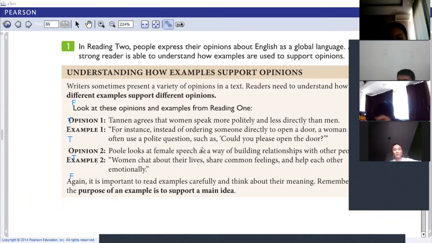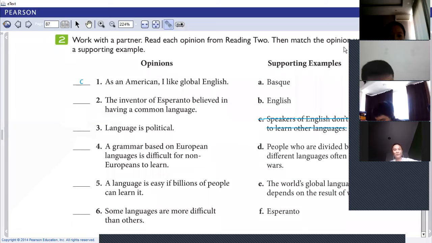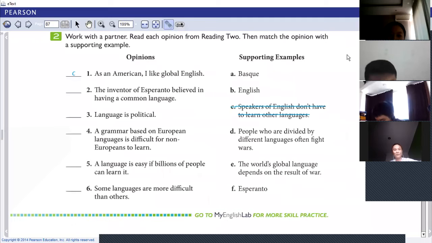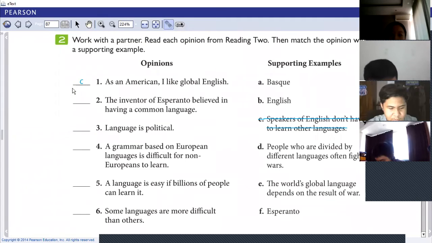Reading skills, understanding how examples support opinions. So as I said, point, the explanation, and an example, yeah? Evidence, which can be an example, which can be a quote, which can be a whole lot of things, yeah? So that goes back to our PMPL. Okay, now here we're looking at an opinion that goes with a supporting example, points with an example.